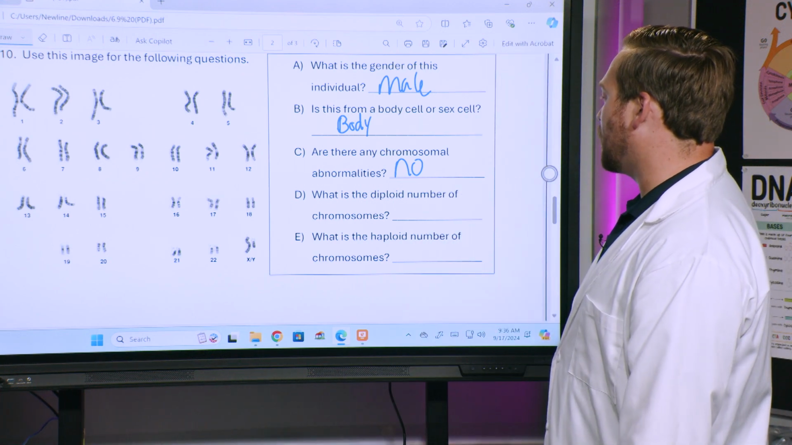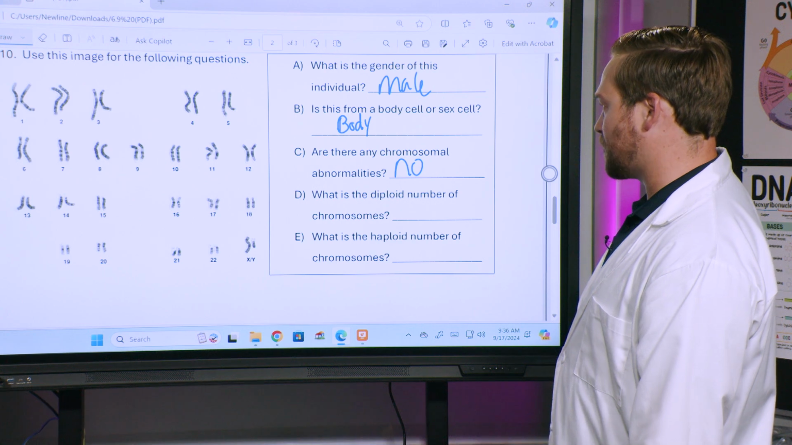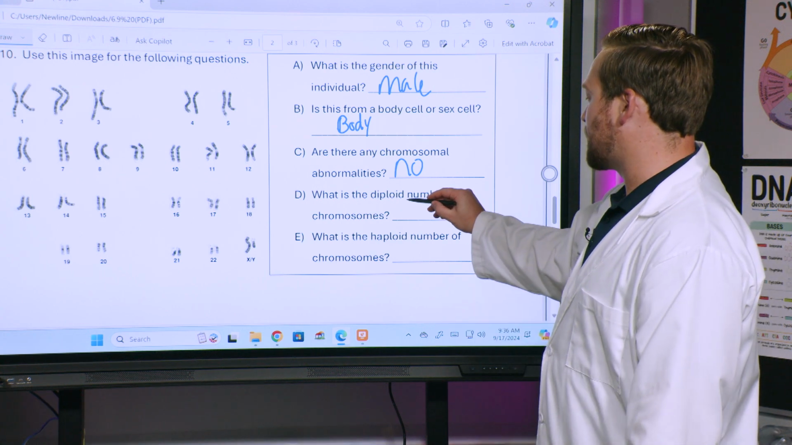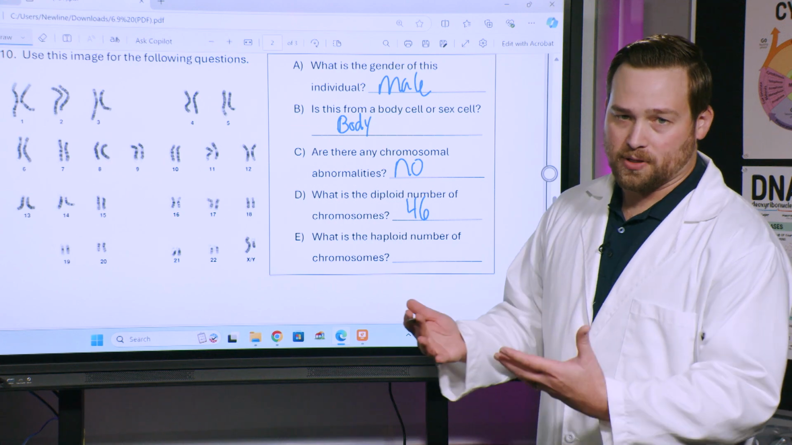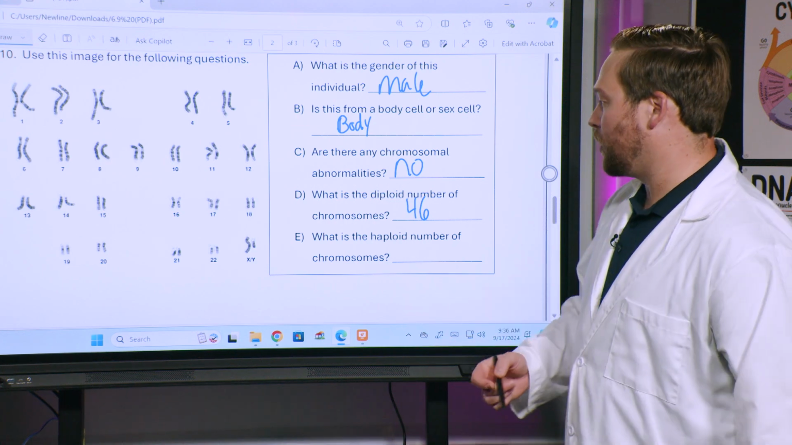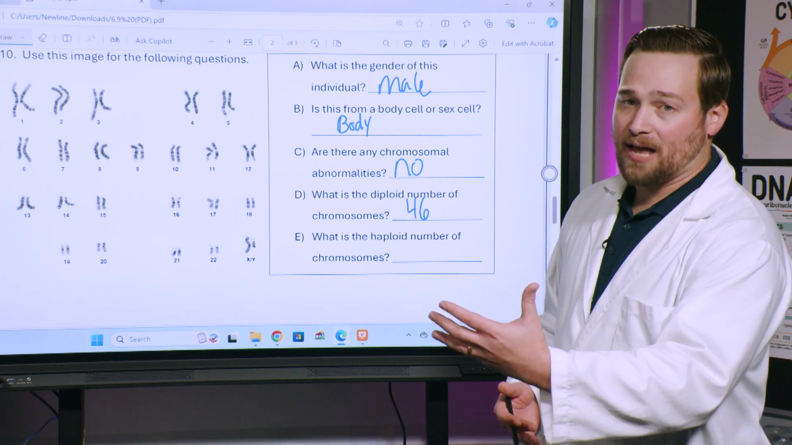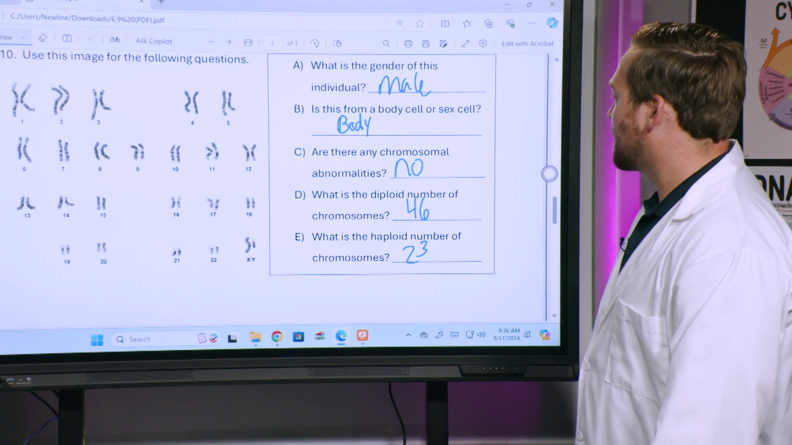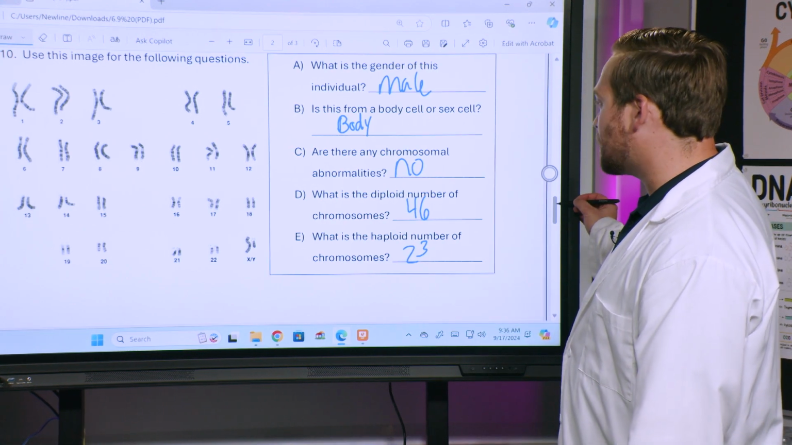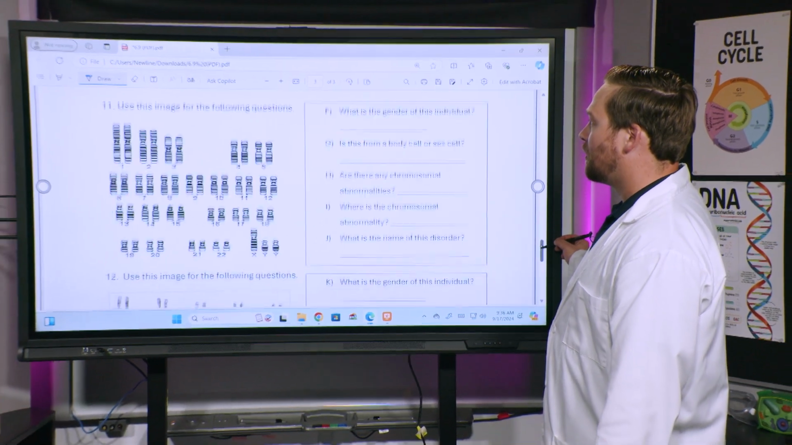Okay? This says, what is the diploid number of chromosomes? Well, the diploid number is 46. This is a human, and our diploid cells have 46 chromosomes. What is the haploid number? Haploid just means half of the body cells, and so this would be 23. Okay? Great work. I got a couple more of these, so let's see what y'all remember.